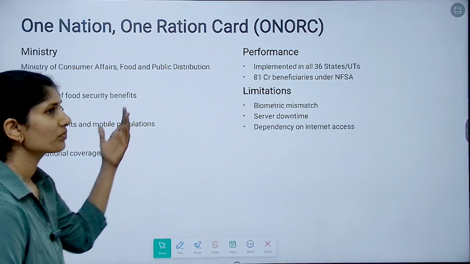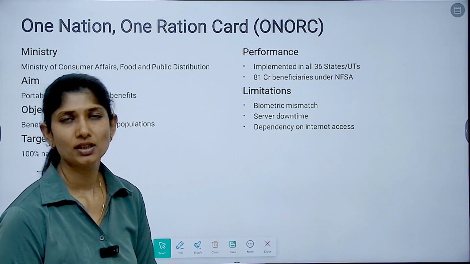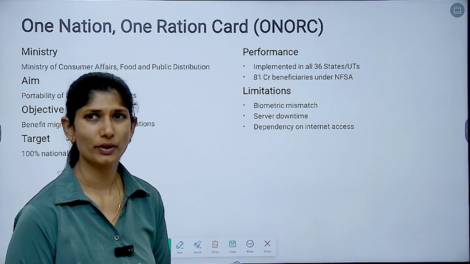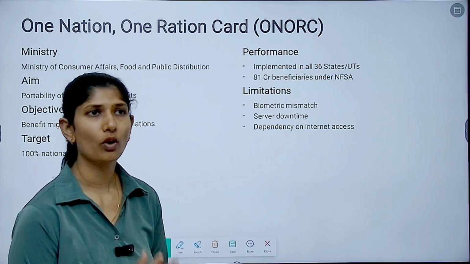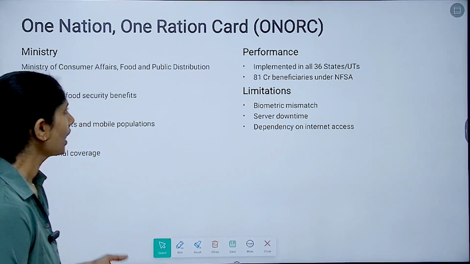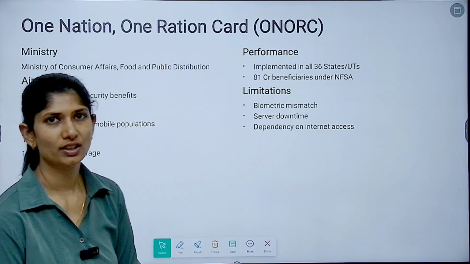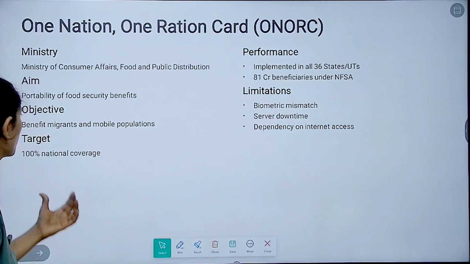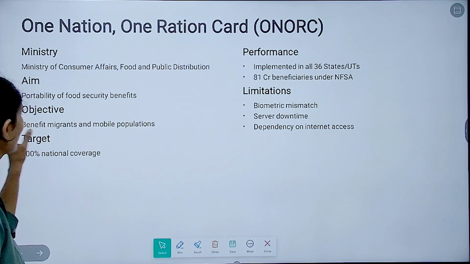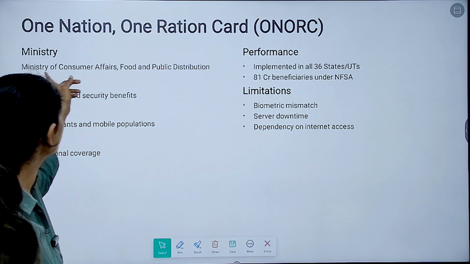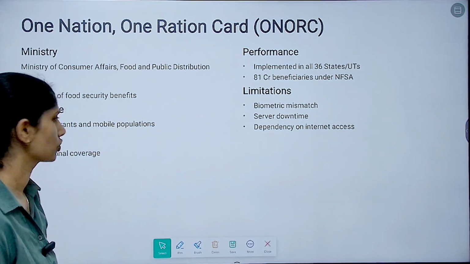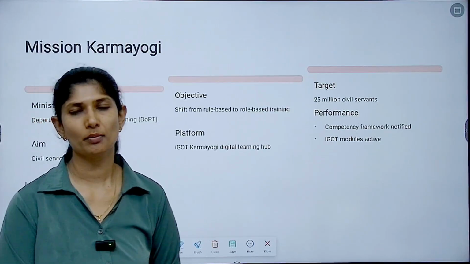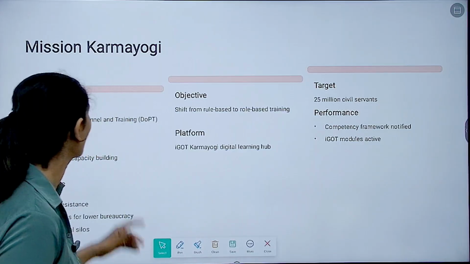And also another issue is your servers, that is your digital services, in rural areas where slow internet connectivity is a problem. So all of these challenges it poses. As of now, 81 crore beneficiaries are added under this. By this we mean the National Food Security Act. This will have 100% national coverage and it is under the Ministry of Consumer Affairs, Food and Public Distribution. What is the aim of this? Portability of food security benefits, which is under your National Food Security Act.